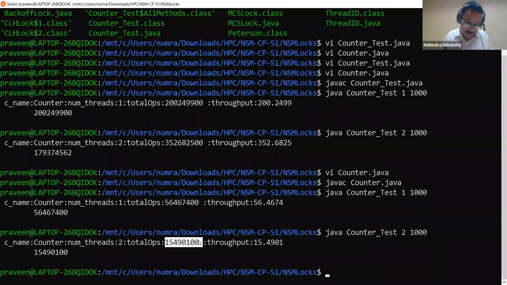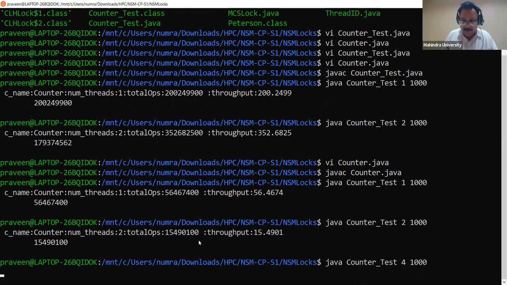Okay. When we are working with concurrent programs, first of all, we have to write a correct program. Later, we can think about the throughput. To measure the throughput, we cannot use incorrect programs or programs with data races.